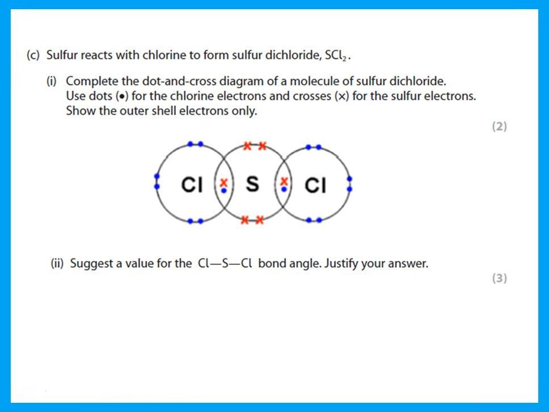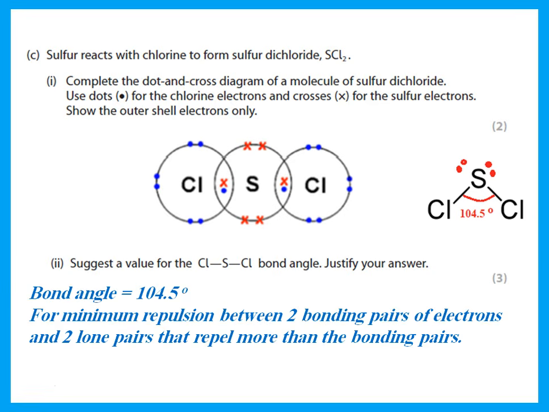So just a value for the chlorine sulfur chlorine bond. Remember that the atom in the middle has 2 lone pairs of electrons, and this repels the bonding pairs of electrons with the chlorine. So we have bond angle is 104.5. This is, of course, for minimum repulsion between the electrons. We have 2 bonding pairs of electrons and 2 lone pairs. And the lone pairs, remember, repel more than the bonding pairs. So this closes up the angle between the bonding pairs of electrons.